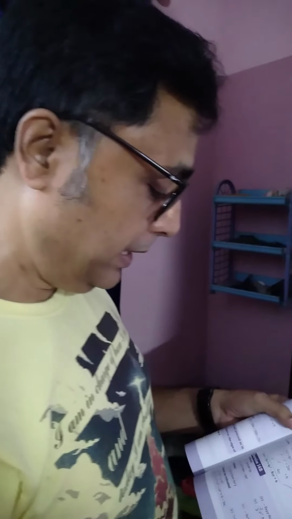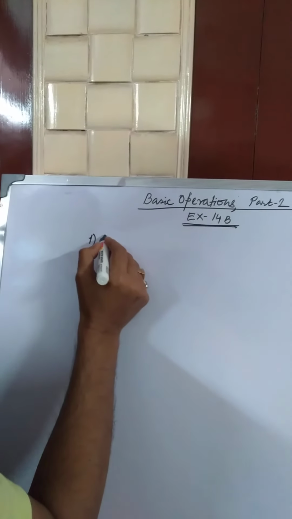Hello everybody. Today we are going to discuss basic operations part 2, exercise 14b. Here we are going to do the subtraction of terms. So let me explain the first one, question number 1, Roman 2.